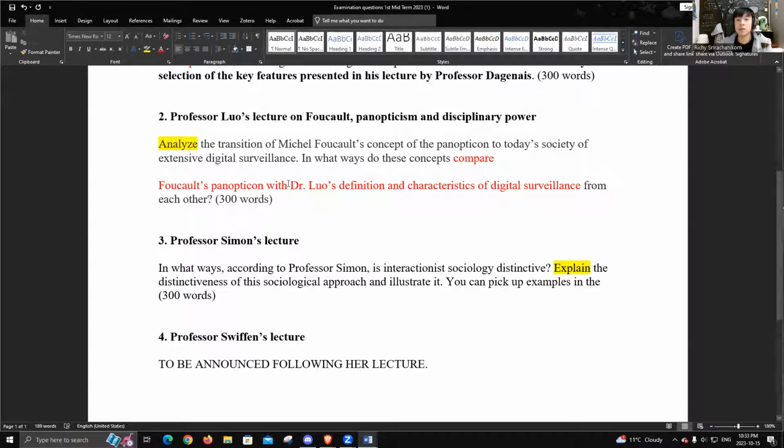That is automatic, and it starts from the individual, right? It stays there. It doesn't come from the state. The individual self-maintains, self-disciplines themselves. And Dr. Luo's characteristic of how digital surveillance is, right? So compare those two together.